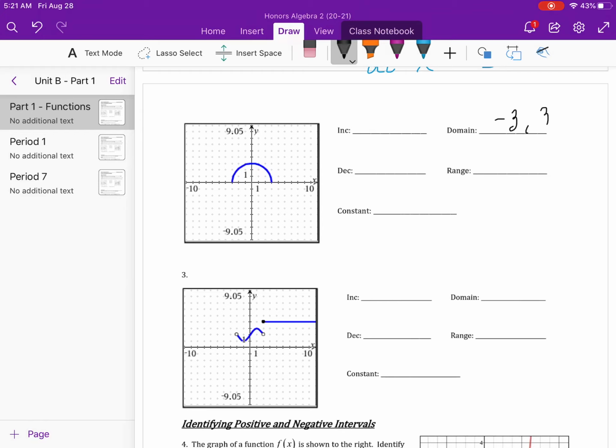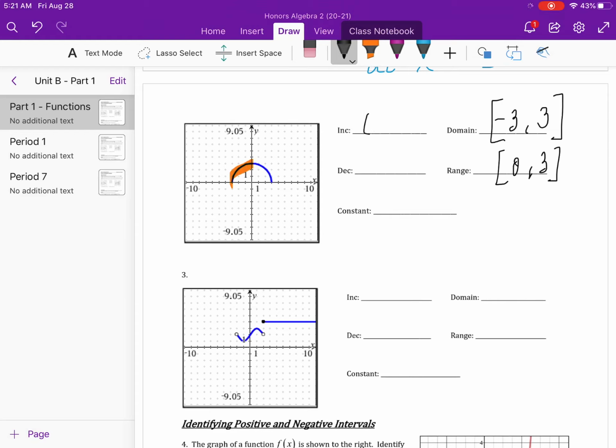Okay, so the domain is going to be from negative 3 until 3. We're going to have brackets. And the range is going to be from 0 until 3. And the way I'm getting that is I'm saying, okay, my x value, negative 3 to 3. And then I'm saying, hey, my y value is going to go from 0 until 3. So that's where I'm getting my domain and my range.